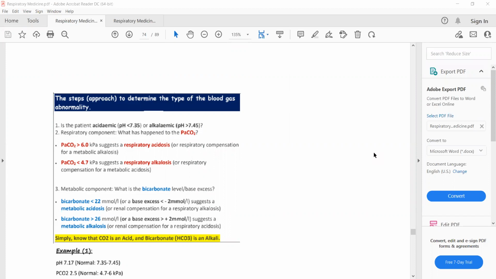So the first step is to see the pH. Is the patient acidemic or alkalemic? If pH is less than 7.35, then we'll label it as acidemic. And if the pH is more than 7.45, then we'll label it as alkalemic.